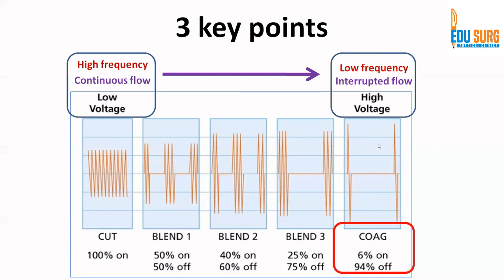The flow of the current is very high voltage, but it is very low frequency and it is a highly interrupted flow. You can see that 94% of the cycle is off current, only 6% is on current. We will see in an upcoming slide that commonly seen settings are CUT, blend 1 and COAG, and blend 1 is known by a blend term in the commonly used machine. So I hope this chart is clear now. 3 points that you have to remember: voltage, frequency, and flow.